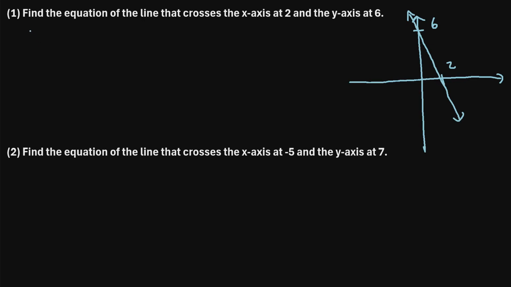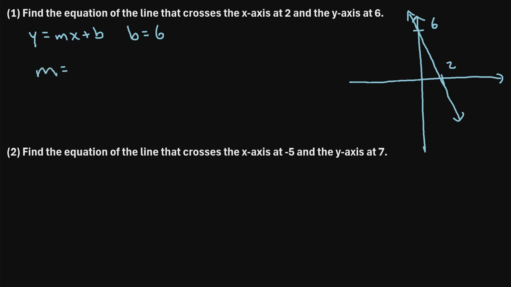The easiest way to do that is to write it in the form of y equals mx plus b. This is known as slope-intercept form, where m is the slope of the line and b is the y-intercept. So that's where the line crosses the y-axis. Well, we're told that it crosses the y-axis right here at 6. So our b value, our y-intercept, is just going to be 6. Now we just need to find what is m, the slope.